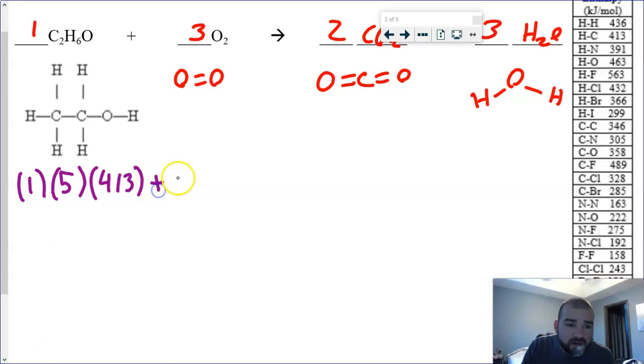I then add that to my next term. Now I just find another different bond on my reactant side and add that up too. What's another bond type? Carbon-carbon single. Okay, let's do that. Coefficient is 1. I have one of those bonds multiplied by CC single, 346.